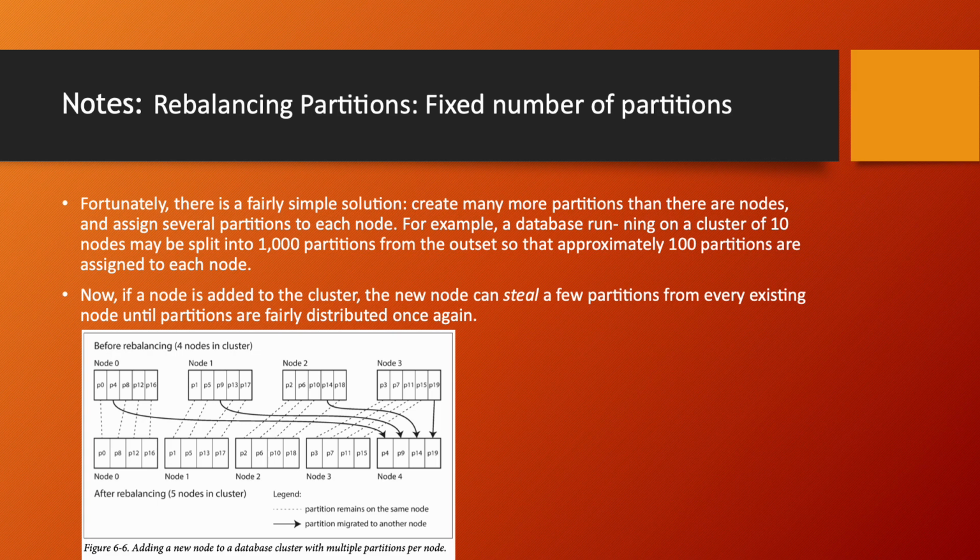Fortunately, there is a fairly simple solution. Create many more partitions than there are nodes and assign several partitions to each node. For example, a database running on a cluster of 10 nodes may be split into 1,000 partitions from the outset so that approximately 100 partitions are assigned to each node. Now, if a node is added to the cluster, the new node can steal a few partitions from every existing node until the partitions are fairly distributed once again.